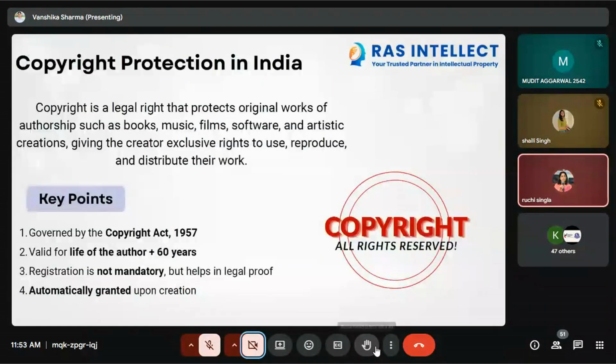Next slide, please. So copyright protection in India. Copyright is a legal right that protects original works of authorship such as books, music, even your presentation, you can get it copyrighted, software, artistic creation. So giving the creator the exclusive right to use, reproduce, and distribute their work. This is governed by the Copyright Act 1957, valid for life of author plus 60 years. And this is automatically granted upon the creation. Next slide, please.